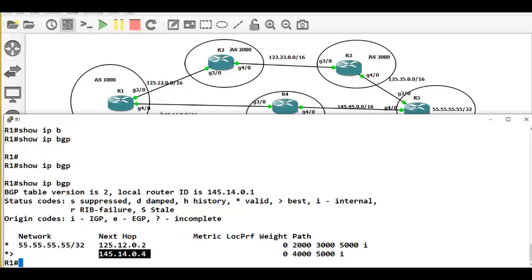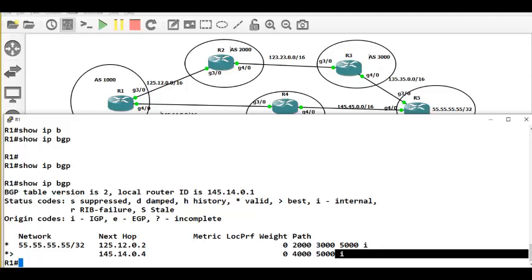And what is this again? It says from both the direction. This network is learned from both the direction because of advertisement using network command on 5000 autonomous system. It is not a redistributed one. It is an advertised one.